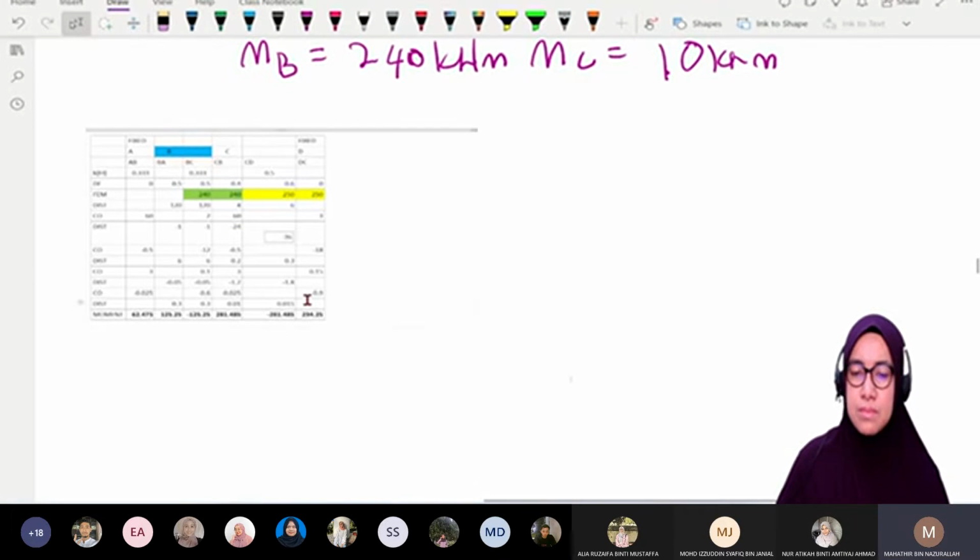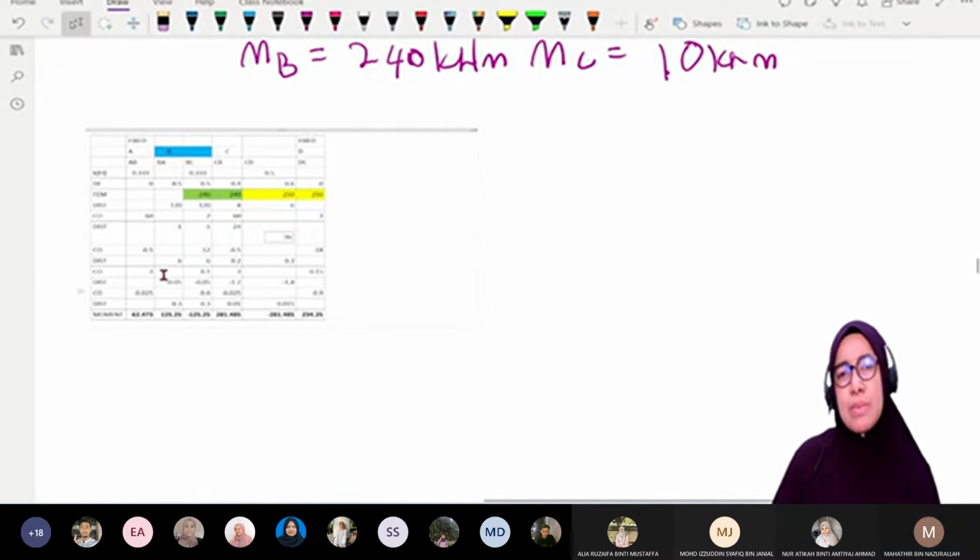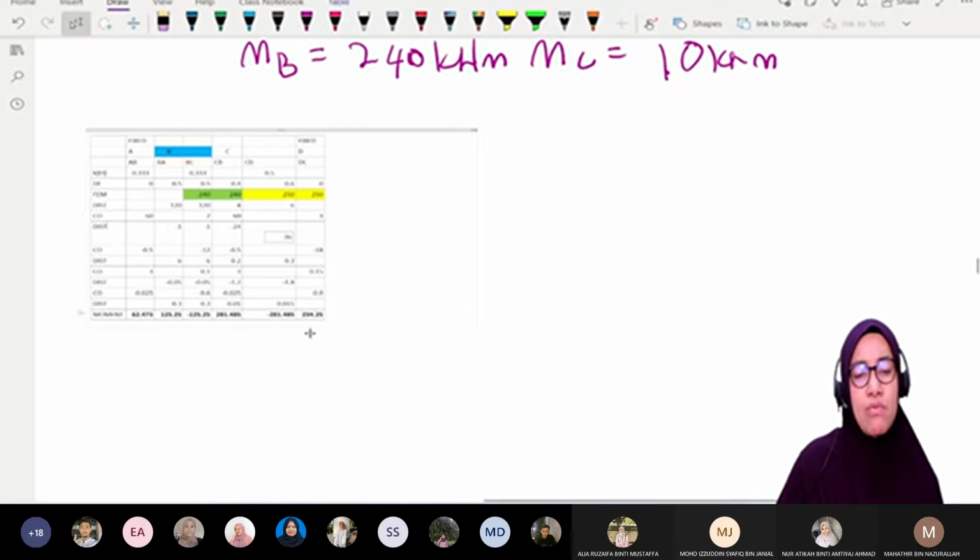Madam nak tanya, madam. Yang carry over dengan distribution ni selalunya berapa banyak nak kena buat sampai boleh dapat kosong tu? Biasa 5, 6, 7 macam tu. Kadang-kadang 5, kadang-kadang 6, kadang-kadang 7. Macam yang ni tadi berapa kali? 5 kali kan? 1, 2, 3, 4, 5 dah dapat kosong.